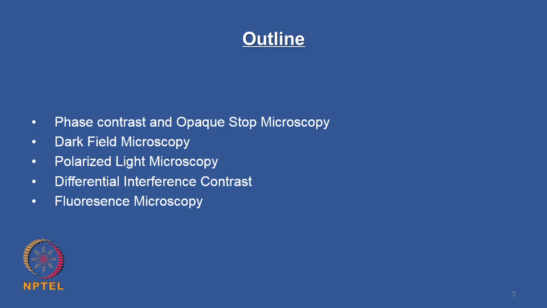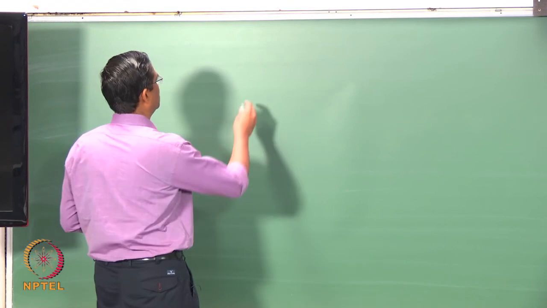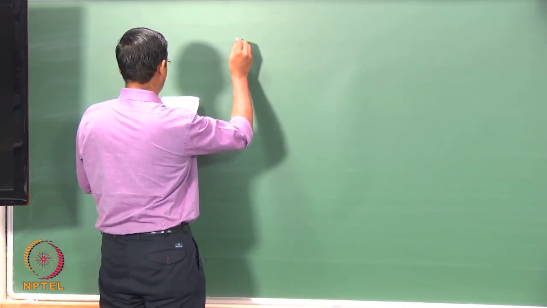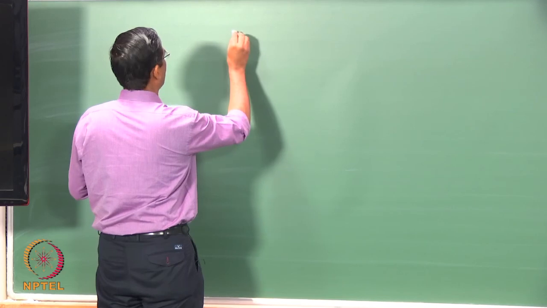Opaque stop microscopy, since we have just finished bright field illumination, is a slight modification of bright field illumination, where one additional aperture is introduced at the illumination source. How it is useful, I will briefly discuss on the board, and then I will come back to phase contrast microscopy. So, let me draw the schematic of the opaque stop microscopy.